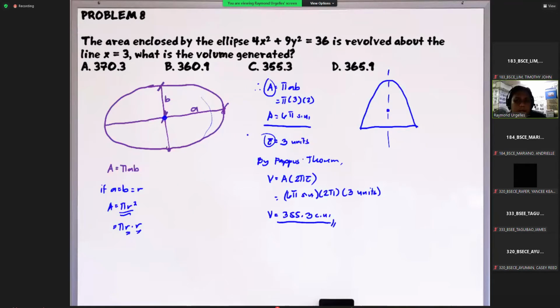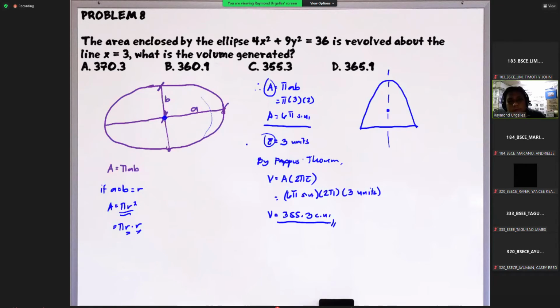So syempre may mga lumalabas din na ibang figure. Minsan may lumalabas na sinusoid. Minsan may lumalabas na exponential, putol nga lang, kasi infinite yung, hindi naman siya loop. So minsan iba-iba din yung lumalabas na figure. Pero most of the time, conic section yung ma-encounter nyo sa board exam. Kaya malaking tulong na rin pag memoryado nyo yung mga direct formula.